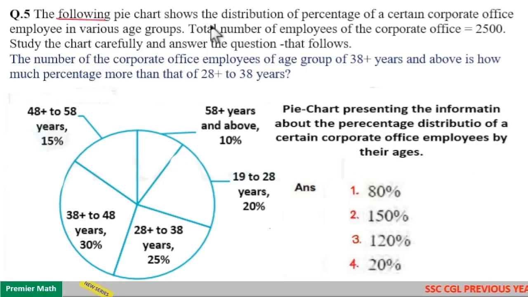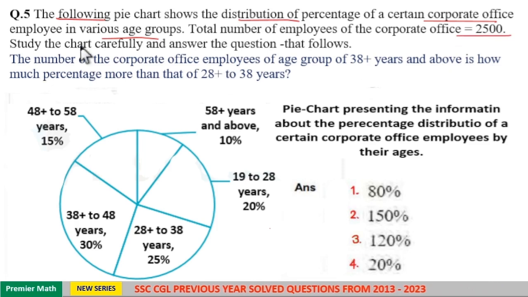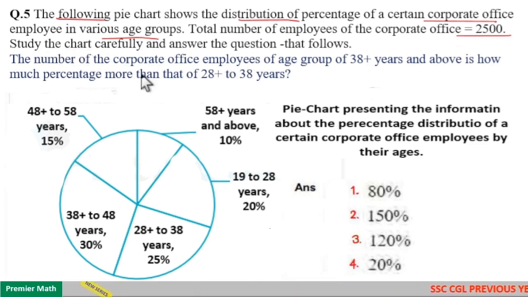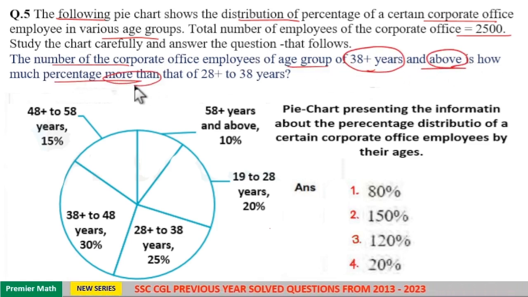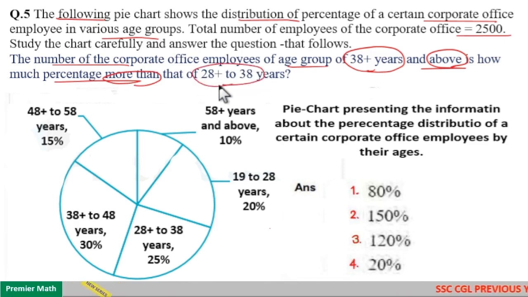The following pie chart shows distribution of percentage of certain corporate office employees in various age groups. Total number of employees of the corporate office is 2500. Study the chart carefully and answer the questions. Number of corporate office employees of age group 38 years and above is how much percentage more than that of 28 to 38 years?